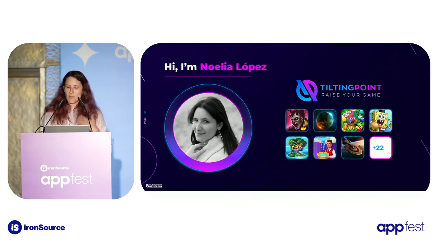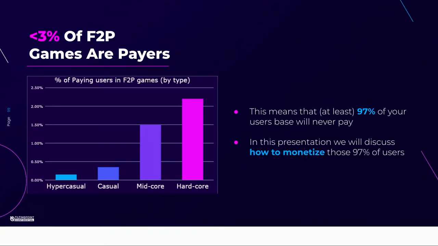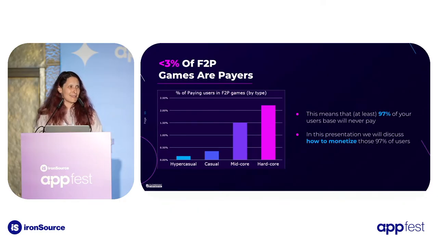We're a publisher, so we have different kinds of games, from very casual to more hardcore midcore. Some of them are like Warhammer, SpongeBob, maybe you've heard about them. What I want to talk about here is mostly how to monetize in games that are more mid-core, hardcore, because I know Gal said yesterday that 5% of the users will be paying. I'm more pessimistic. I think it's less than 3%.